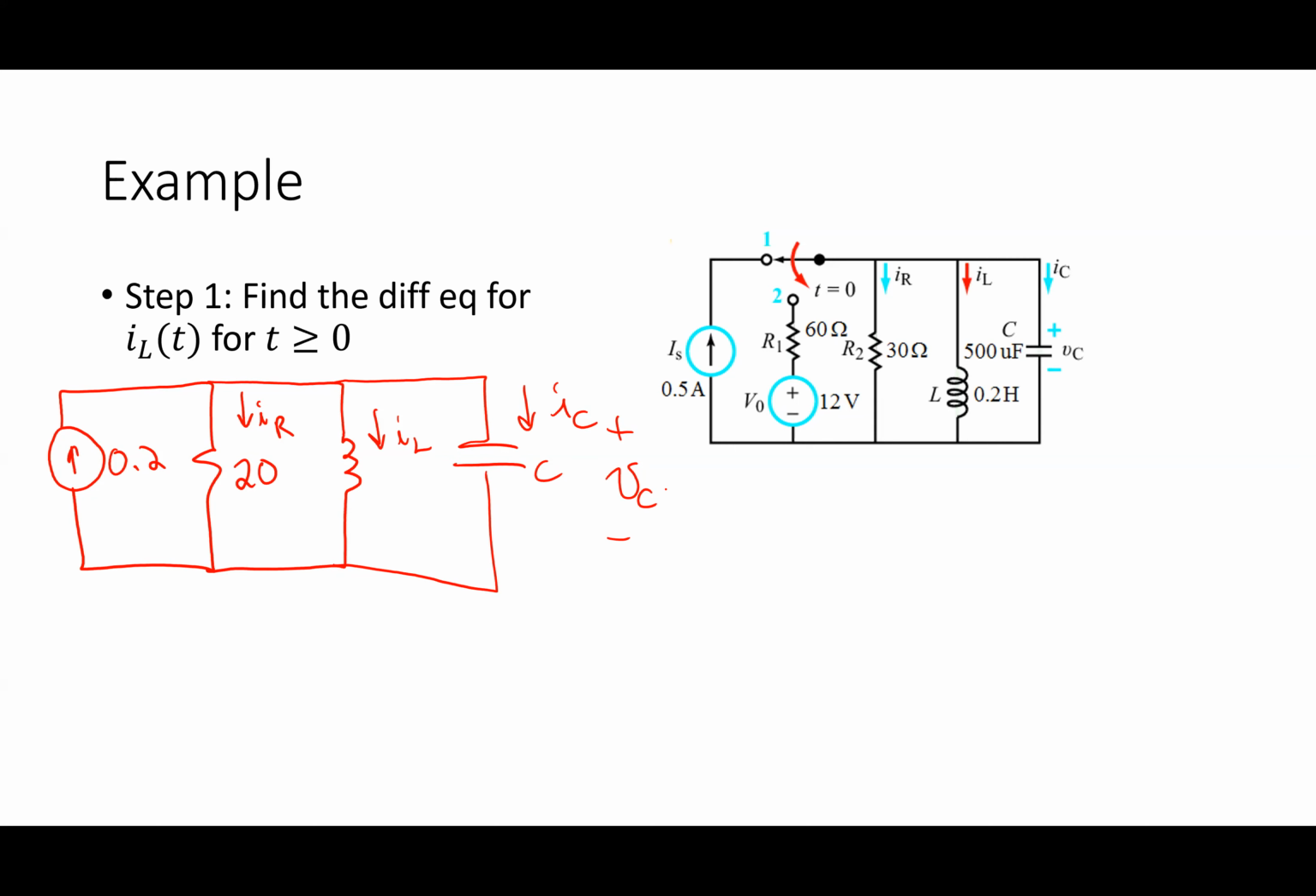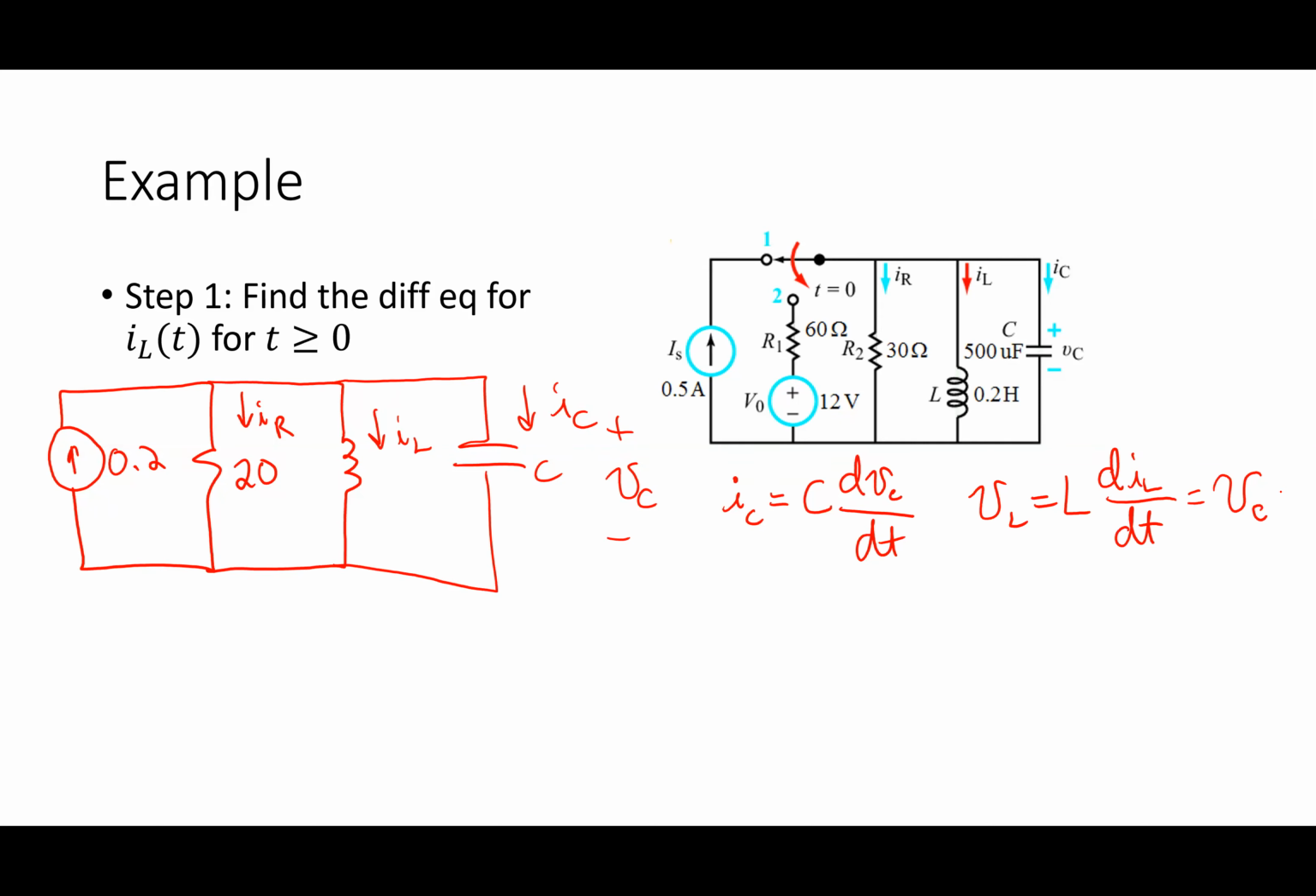IC equals C dV/dt, and VL is L dIL/dt. I'm going to need those relationships. Now, in this particular circuit, what do I know about VL and VC? They're equal. They have to be equal, right? So that's a simplification we were able to make right off the bat.